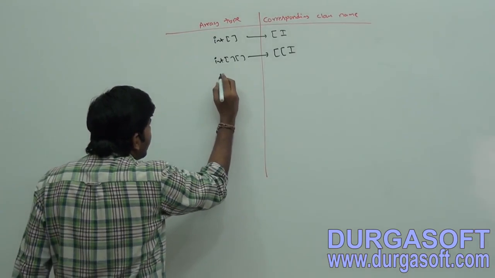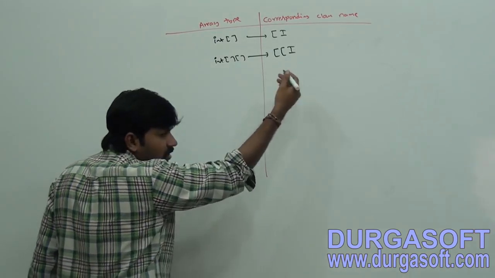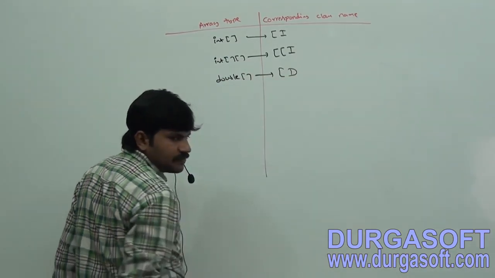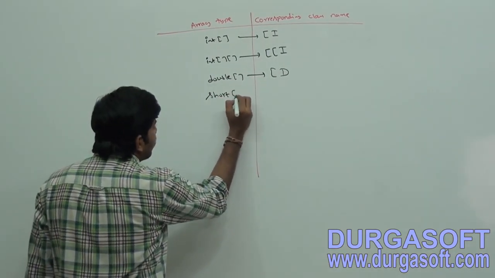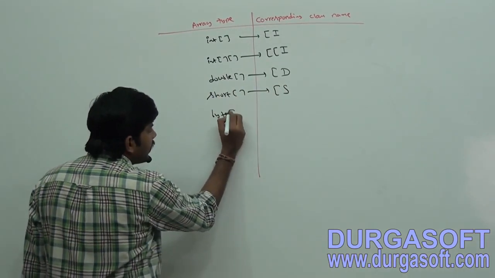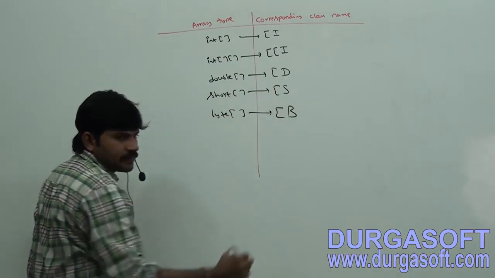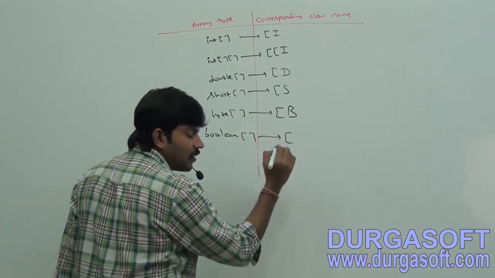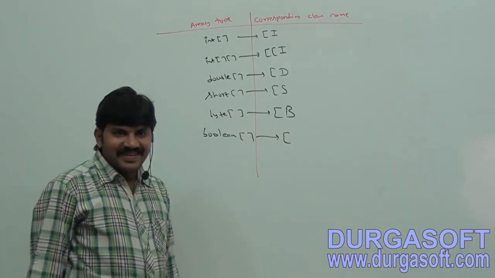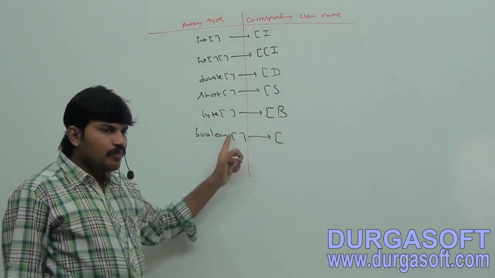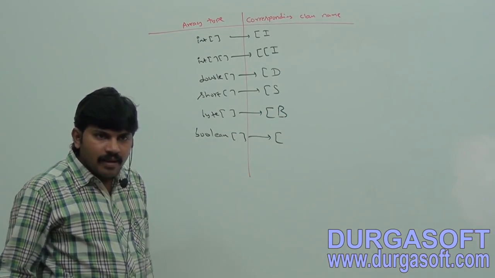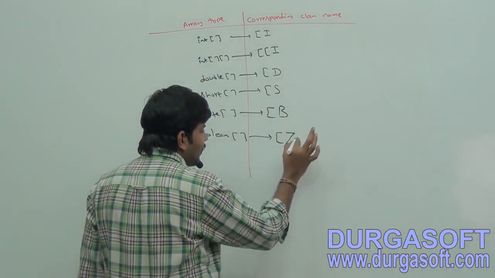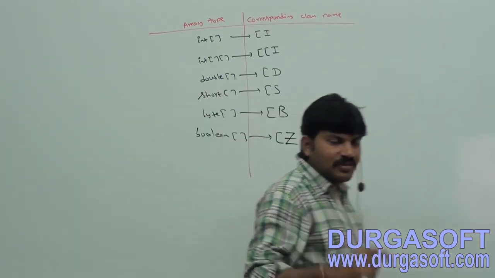Next, for a three-dimensional array it is just three square brackets followed by I. If I take a double array, then [D. A short array, [S. A byte array, [B. A boolean array, [Z. Let me show it here.